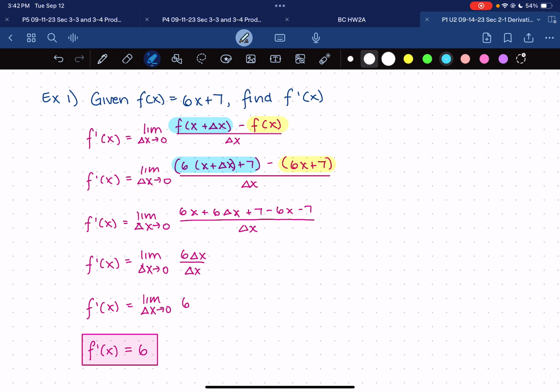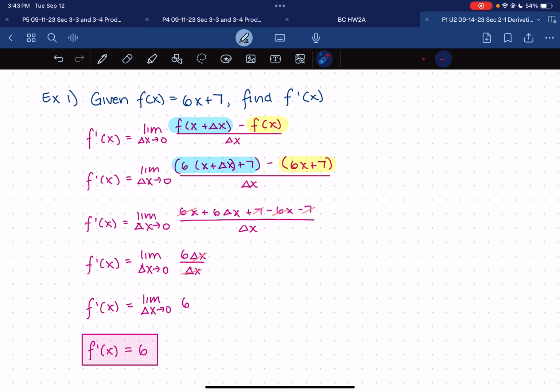From there, it becomes a little more straightforward. You can distribute the 6, and I also distribute this negative sign. 6x minus 6x cancels, 7 minus 7 cancels. So we just have 6 delta x over delta x left. Now the delta x's cancel. And finally, we're just taking the limit of a constant, so the answer is that constant.